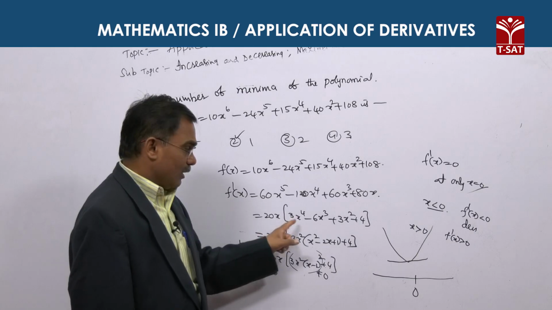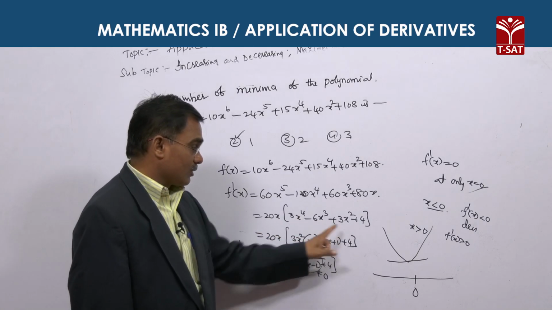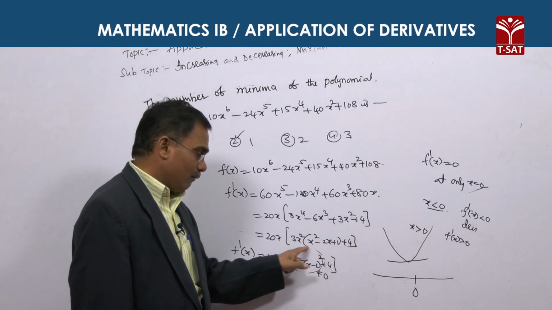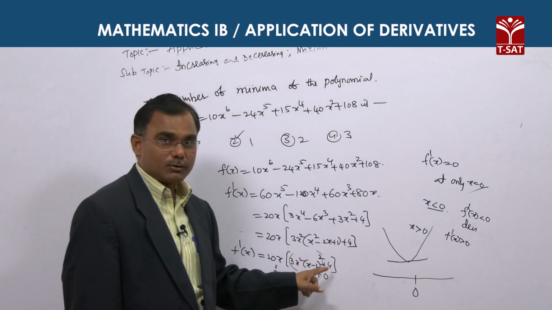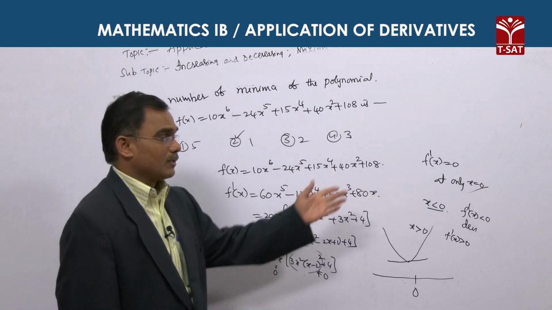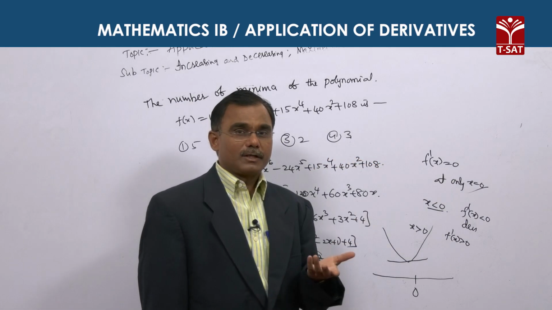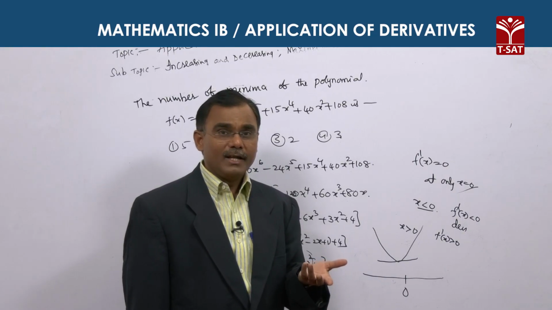20x is common. Here you observe x power 4, x cube, x square, and x square is common. That's why (x minus 1) whole square plus 4 is always not equal to 0. So f dash x equals 0 only at x equal to 0, which means maximum or minimum at x equal to 0 only.